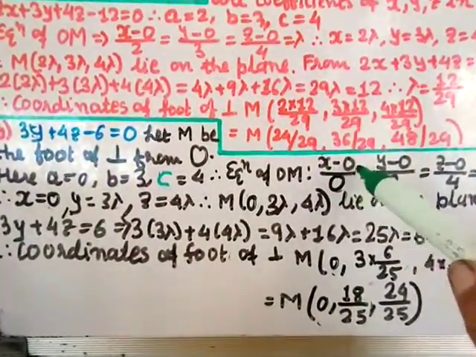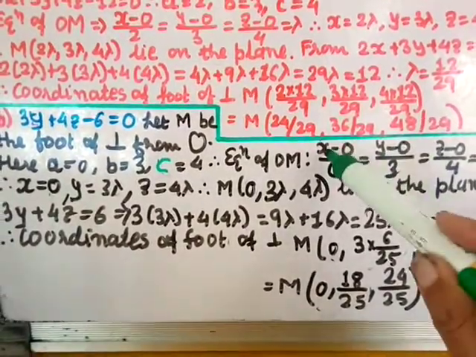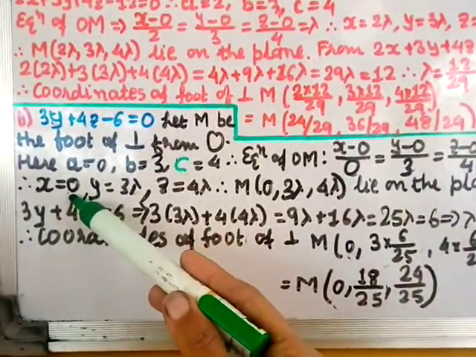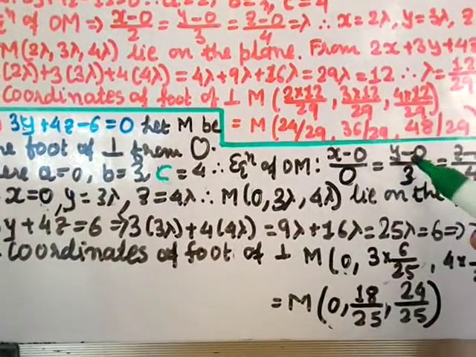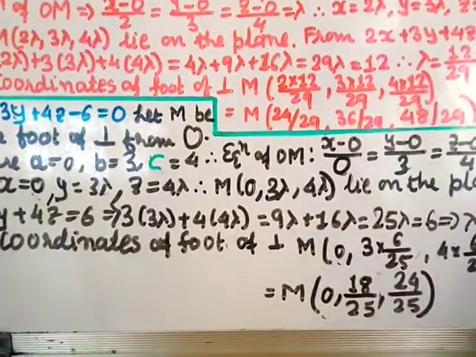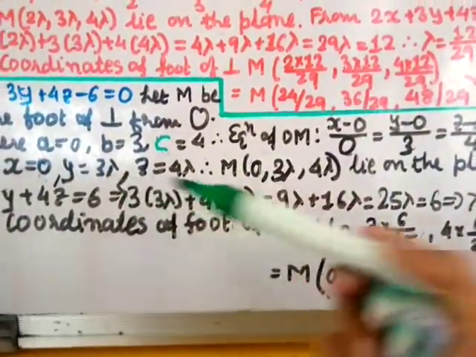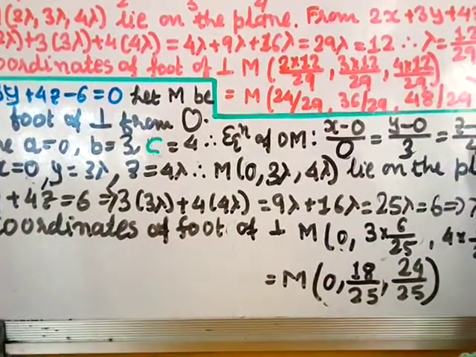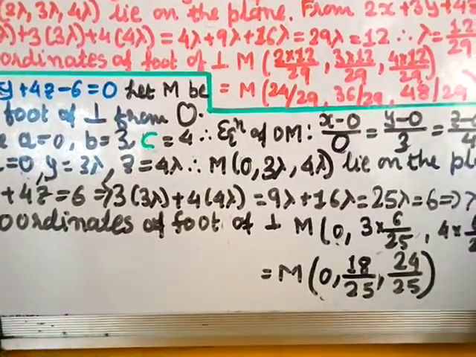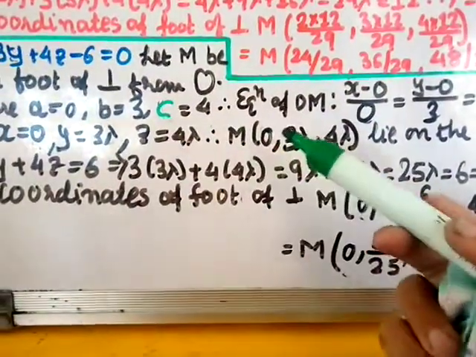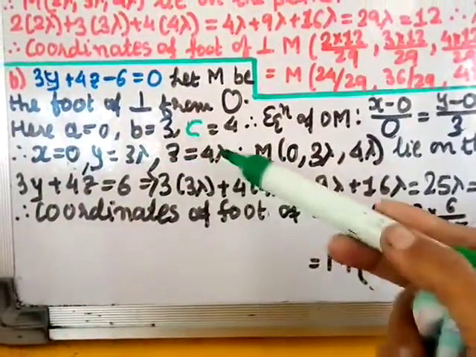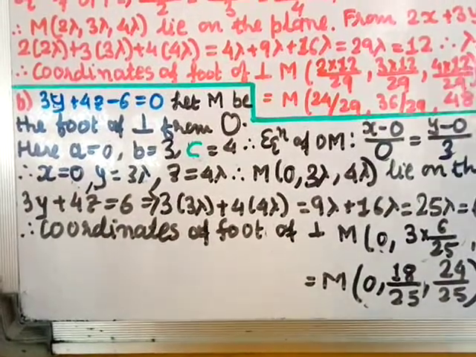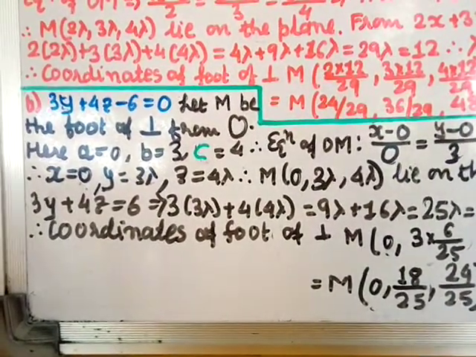Now it is x − 0, so x/0 = lambda, that means the x value is 0. And (y − 0)/3 means y/3 = lambda, so y = 3 lambda, so I have written it here, right? And (z − 0)/4 = lambda, so z/4 = lambda, so z = 4 lambda here, right? Now these are the coordinates of the foot of the perpendicular on the plane, in the plane, right?